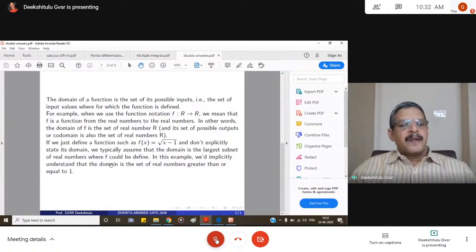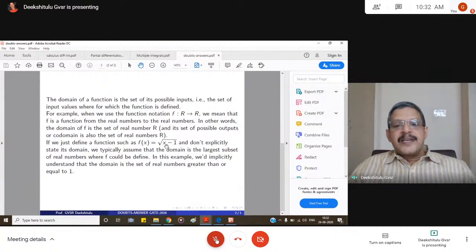For example, if you define the function f(x) is equal to square root of x minus 1, what happens here is when x takes a value less than 1, what happens? Let us say, for example, if I take x is equal to 0, we get square root of minus 1. What is that? Square root of minus 1 is an imaginary quantity, so it is not a real quantity. So here the function from R to R is not satisfying this property.